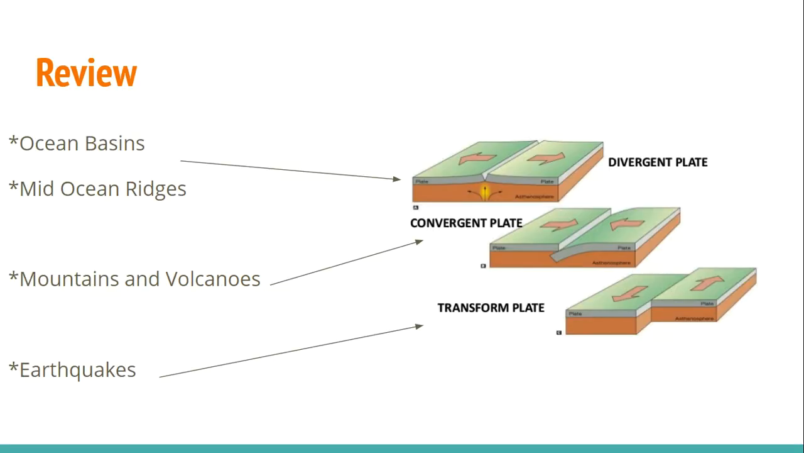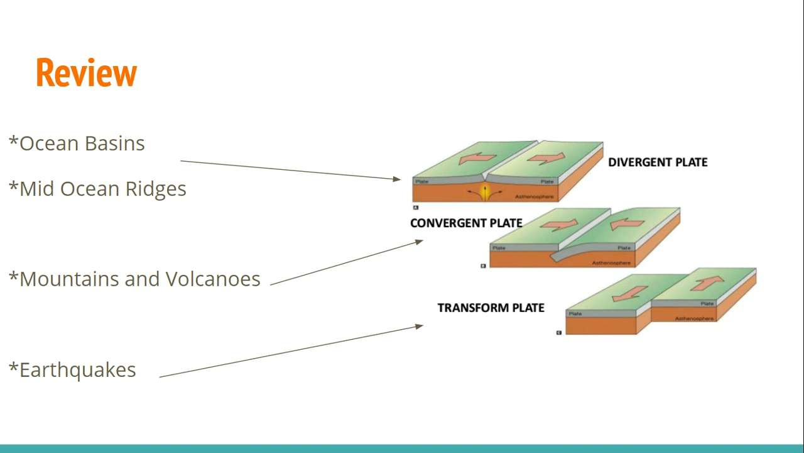Here's a review. We're talking about divergent plate boundaries, convergent plate boundaries, and transform plate boundaries. At divergent boundaries, this is where two plates are moving away from each other. This can happen at continental crust or oceanic crust. At these places, we can have ocean basins or mid-ocean ridges. We can also have rift valleys.